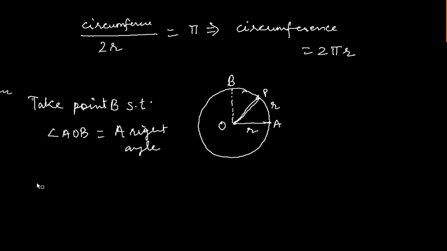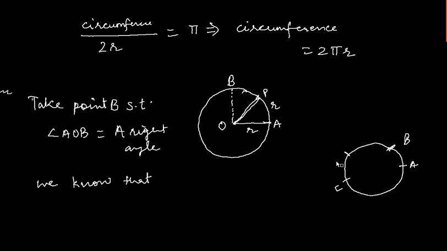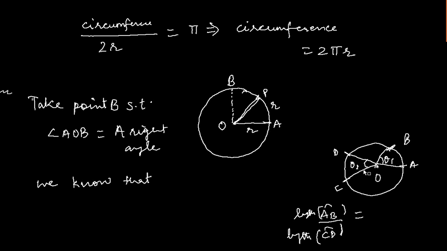Now we know from geometry, if you have two arbitrary arcs on the circle, this is one arc AB, and this is some arc CD, and this is your center O, then the ratio of the length of AB upon the length of CD is the same as the ratio of the angles subtended by the arcs at the center of the circle, theta 1 is to theta 2.